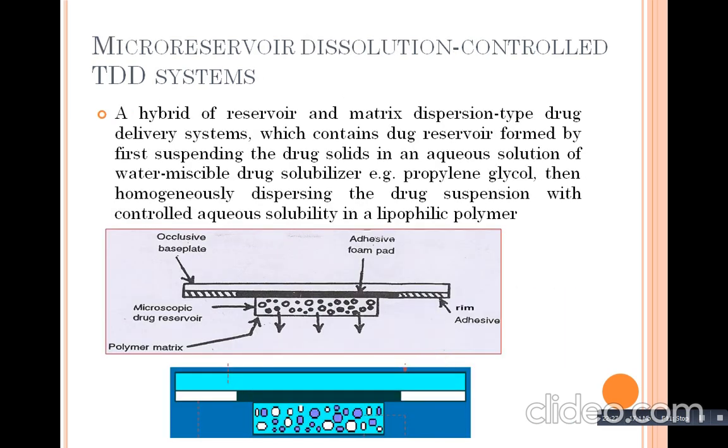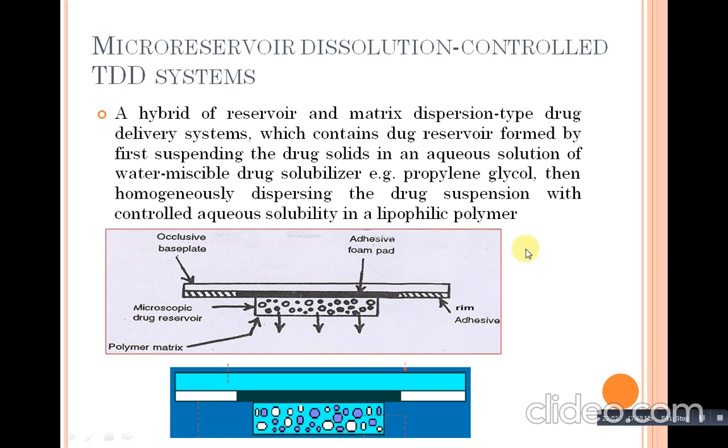The fourth type of transdermal patch is the micro reservoir dissolution control transdermal drug delivery system. It is a combination or hybrid of reservoir and matrix dispersion type drug delivery systems, which contain a drug reservoir formed by first suspending the drug solid in an aqueous solution of a water miscible drug solubilizer, for example polyethylene glycol, then homogeneously dispersing the drug suspension with controlled aqueous solubility in a lipophilic polymer.